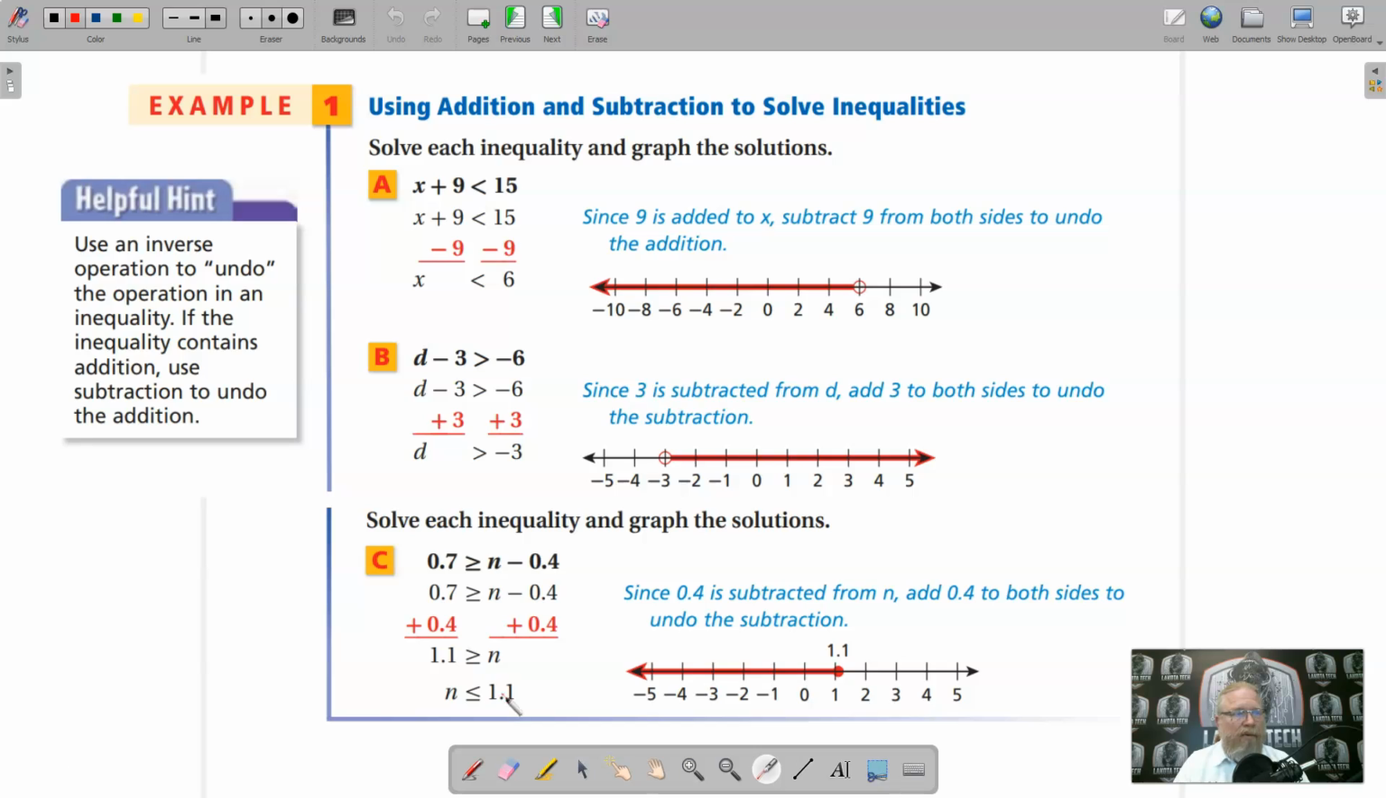So let's find that 1.1. That would be right here, just to the right of 1. It is "or equal to," so 1.1 is a solution, so we're going to use a closed dot. And then everything to the left, because everything to the left of 1.1 is less than 1.1. We know that n is less than or equal to 1.1.